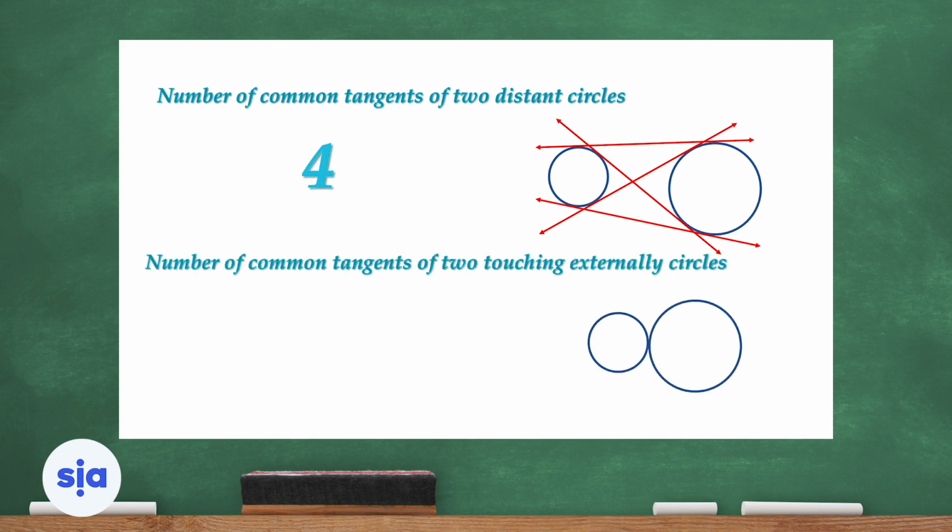How many common tangents can we get if the two circles are touching externally? Yes, we can draw this tangent, this tangent, and for sure this tangent. So how many tangents are there? Excellent. There are only 3 common tangents that can be drawn if the two circles are touching externally.